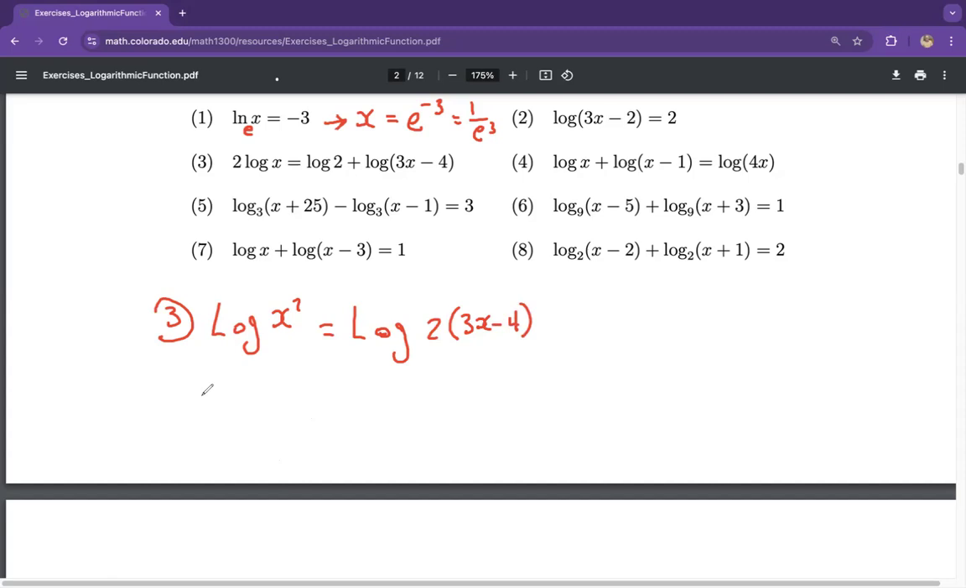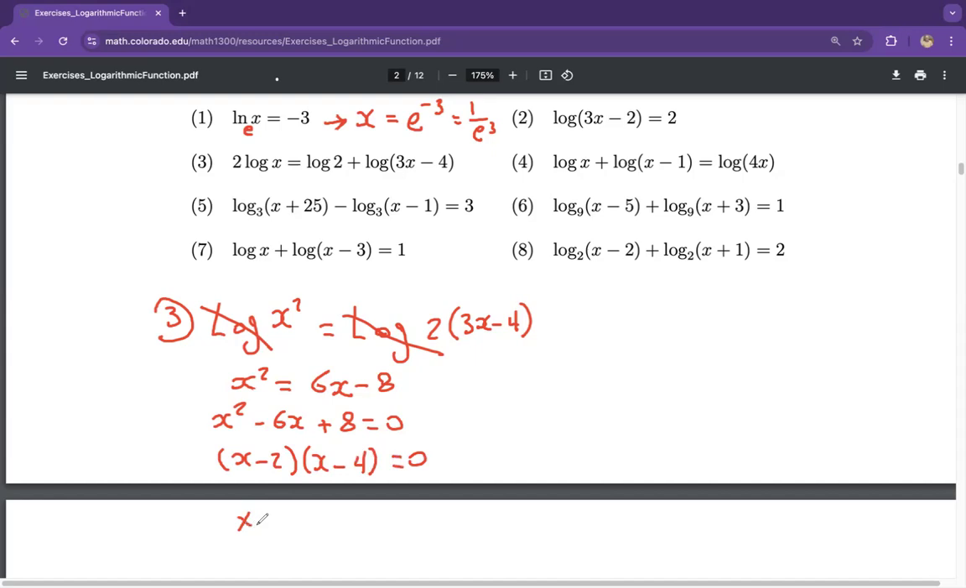Now, once you have only one log on the left-hand side and only one log on the right-hand side, nothing before the log, you can cancel the logs. If I kept the 2 here, I could not do what I'm going to do. But since I put the 2 on top, now I can cancel the logs. And this gives me x squared equals 6x minus 8. X squared minus 6x plus 8 equals 0. X minus 2, x minus 4 equals 0. So x equals 2 and 4.